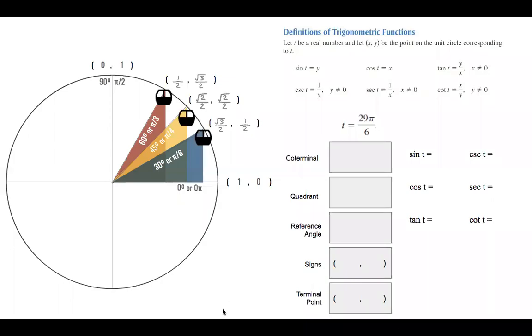Let's try with another example. On this one, you're given an angle that's not between 0 and 2 pi. So the best thing, or what I would recommend, is that you find the coterminal angle first. Once again, remember this is 6 pi over 6.